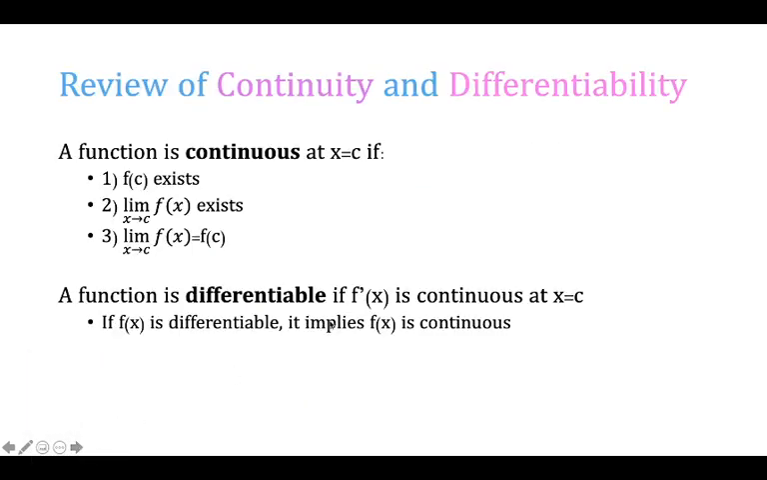So here's a review of continuity and differentiability, because we really need to know this for these two theorems. So a function is continuous at a point x equals c if the function at that point c exists, if the limit of x approaching that value c of f of x exists, and these two values equal each other. And a function is differentiable if f prime of x, or the derivative of the function f, is continuous at that point x equals c.